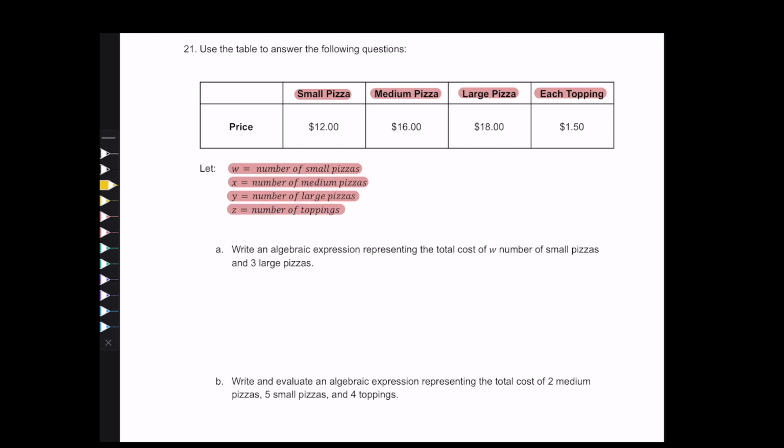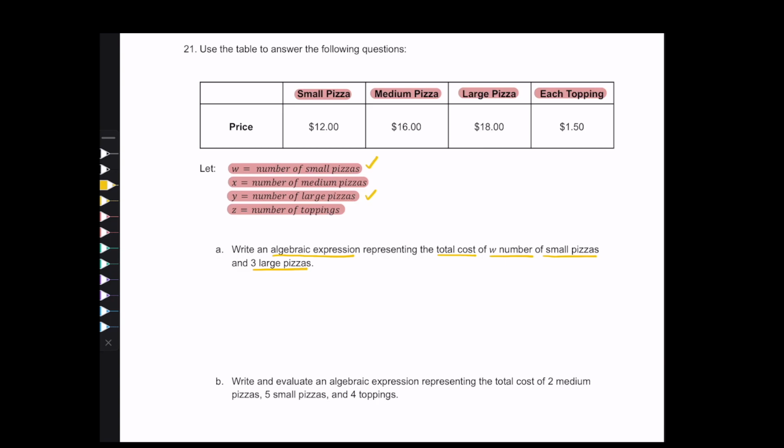So what we're going to do for part A is write an algebraic expression representing the total cost of W number of pizzas. Again, that's going to be small pizzas. That's W. That's right over here. And then we have 3 large pizzas. So for large pizzas, we have to make sure we use the letter Y.